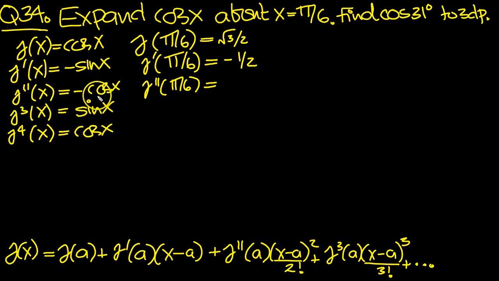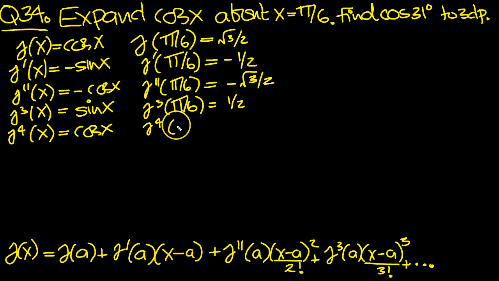is equal to cosine 30 is root 3 over 2 with a minus, and then F3, we're back to sine pi over 6, which is a half, and then f of 4, it repeats itself, doesn't it, as we've said before. F of 4 pi over 6 is cos pi over 6, and we're back to root 3 over 2. So that's what we've got then.